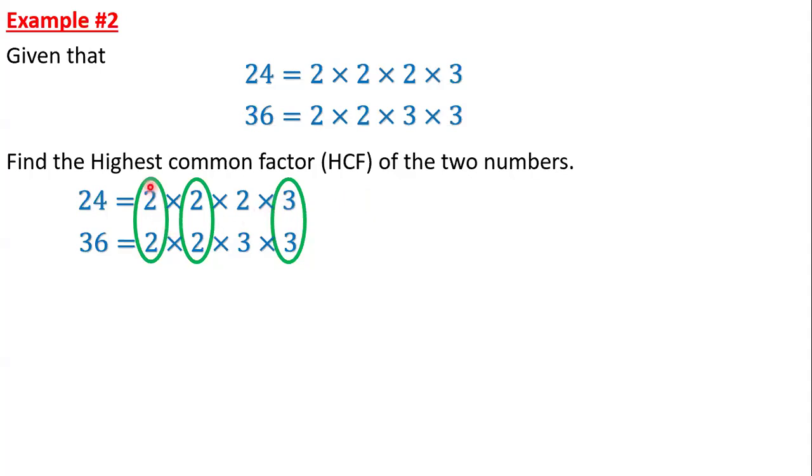Now you have to bring them down to multiply. Now these two count for what? One, two. This two counts for one, two, right? And this three counts for what? One, three. Very good.